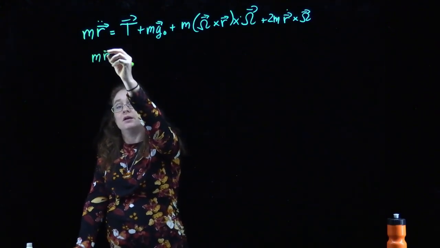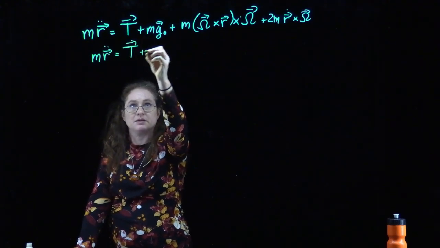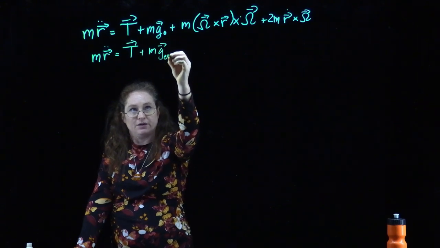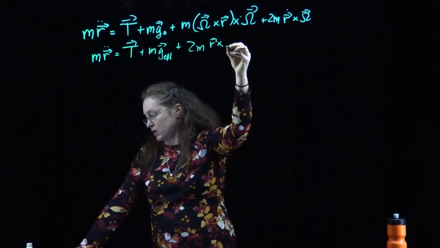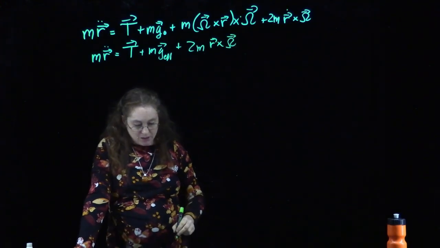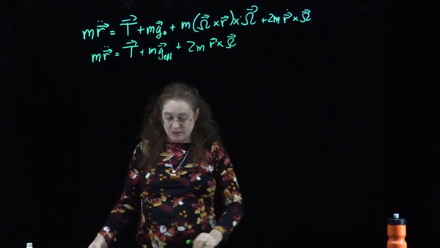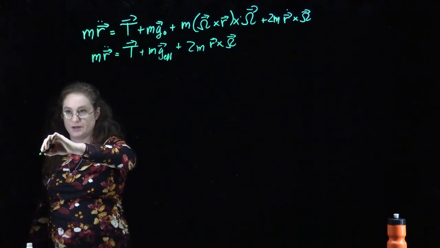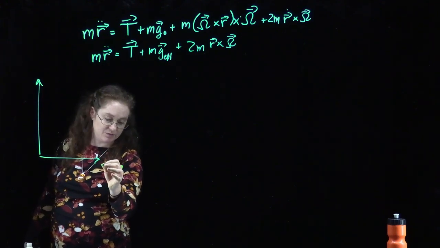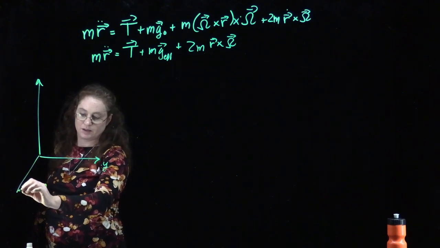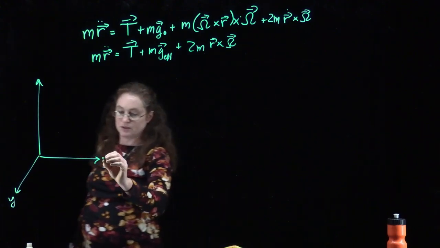So here, m r double dot is equal to T plus m g effective plus 2m r dot cross omega. All right, and we are going to use small angle approximations. And then we have this convoluted drawing. So here's our axis for the pendulum. We have y, and actually we're going to have this be y so that it looks like a right-handed coordinate system to you. This is x.